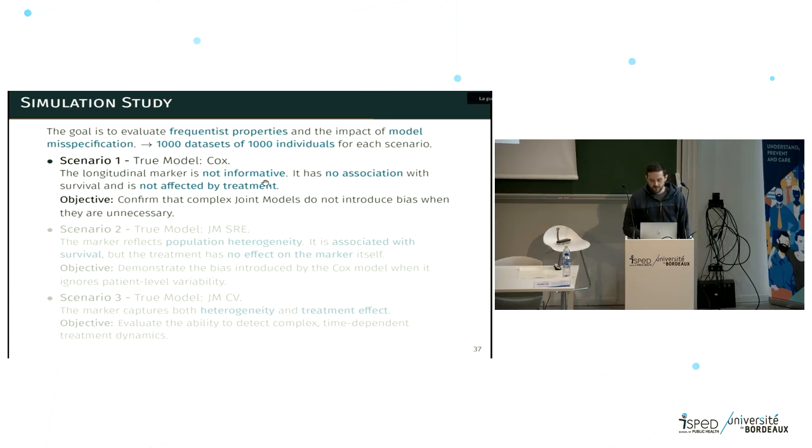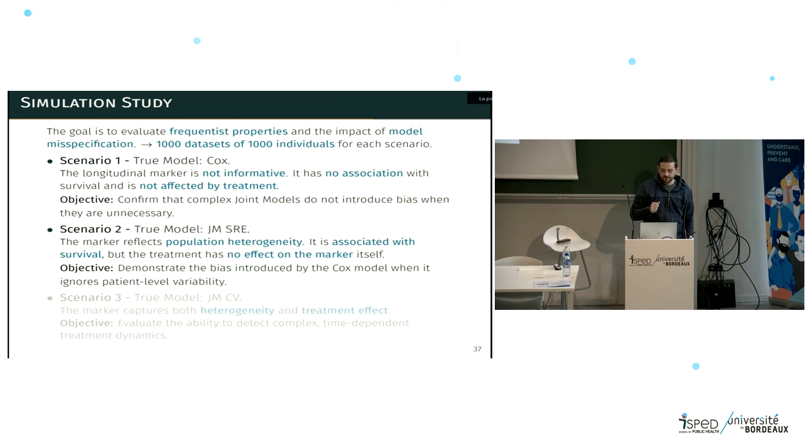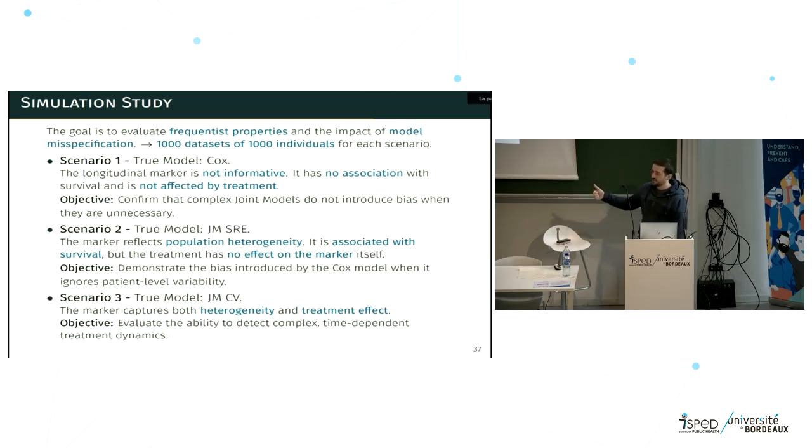The first one, the Cox, assuming it's true, the longitudinal marker does not add any information. No information about heterogeneity, no information about treatment effect. It's just noise, it's useless. What happens when we fit a joint model with a useless longitudinal marker? Second one, the joint model with shared random effect. The longitudinal marker informs about heterogeneity in the population, but it does not inform about treatment effect. Okay? And the last one, which is probably the more likely, we assume the longitudinal marker captures both heterogeneity and treatment effect.